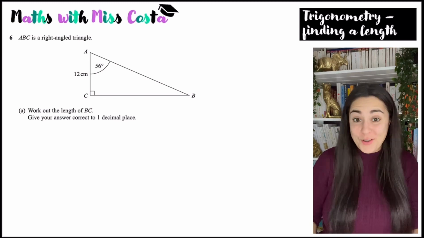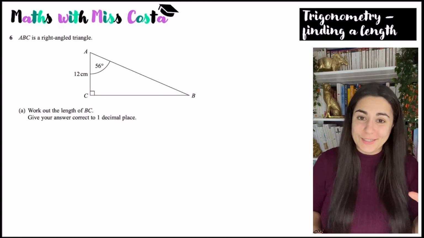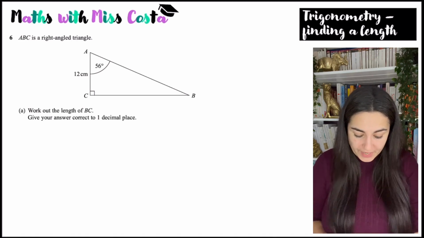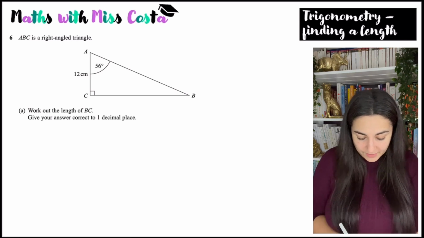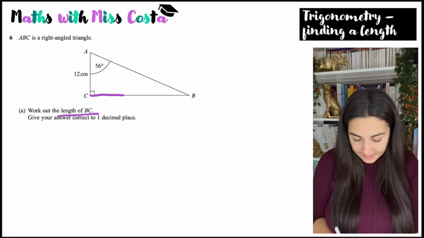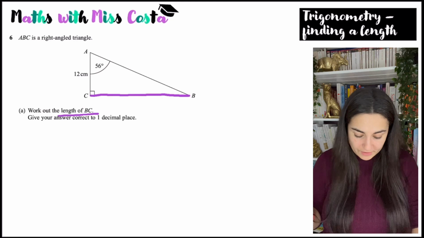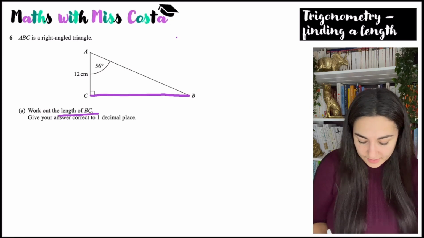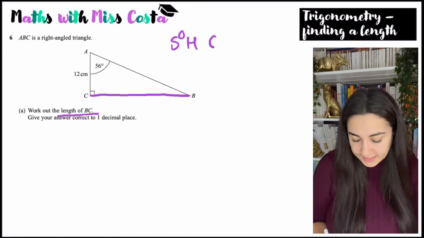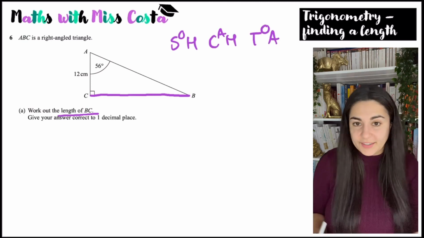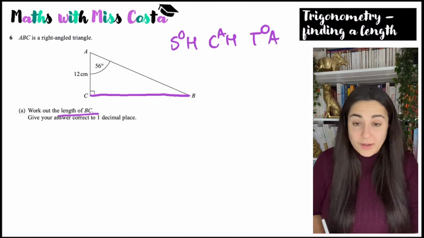Okay, so here I have another right angle triangle and it's got angles involved, so it looks like I'm going to be using trigonometry. I've got an angle and a side, and I'm being asked to work out the length of BC, so this line here, and give my answer to 1 decimal place. With trigonometry, hopefully you know SOHCAHTOA, which helps you remember which ratio to use.